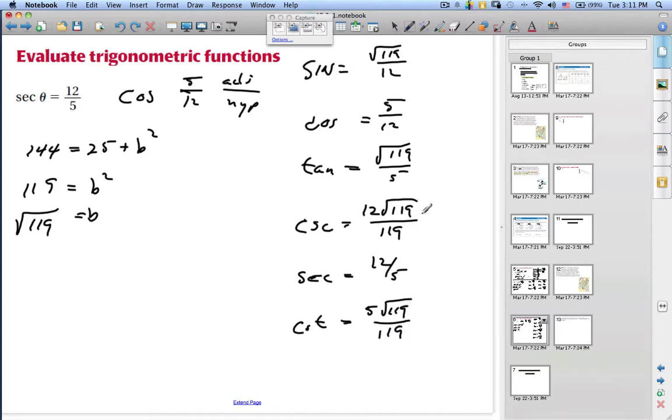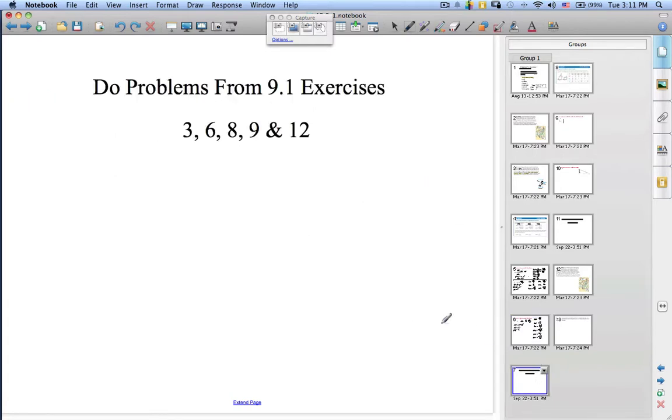Okay, if you don't remember how to rationalize denominators, you should talk to me or go back to information from chapter 1. That's where we learned how to do that. So go ahead and do some practice. Do problems 3, 6, 8, 9, and 12. And then take a look at the next video.